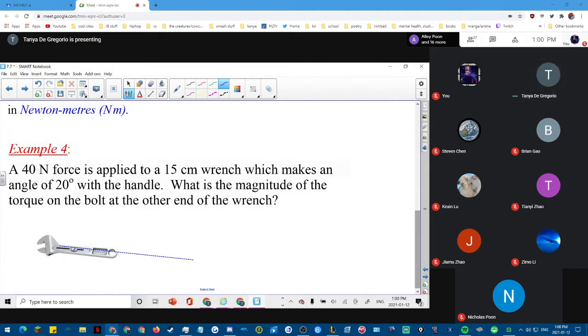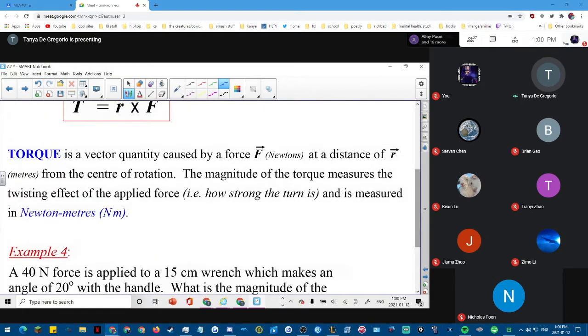Okay. So torque is a vector quantity caused by a force in newtons at a distance of r in meters from the center of rotation. The magnitude of the torque measures the twisting effect of the applied force. So there's your rotation. It's the twisting effect, okay? How strong the turn is, and is measured in Newton meters.